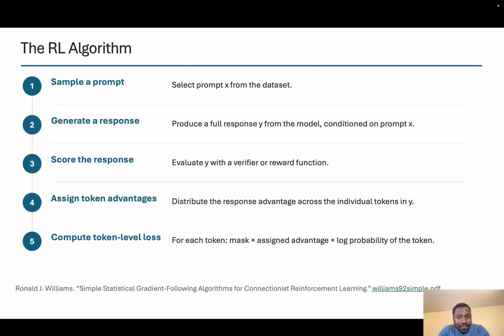So even though each single rollout is a full sequence, and we compute just one single number for it, saying how good or bad it is, we can then uniformly distribute that number over every token in that sequence. That has its problems, and we are going to talk about that soon. So you then compute the loss as the mask multiplied by the assigned advantage times the log probability of the token. This is some variant of REINFORCE, by Ronald Williams. I've linked the paper. You can search for this paper and read it.